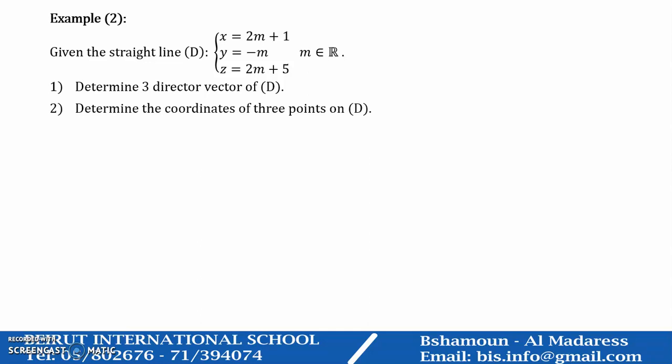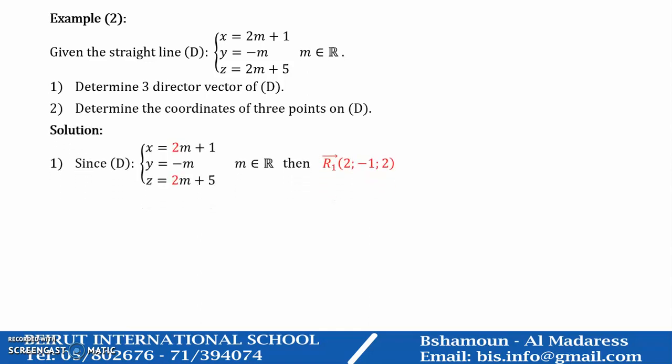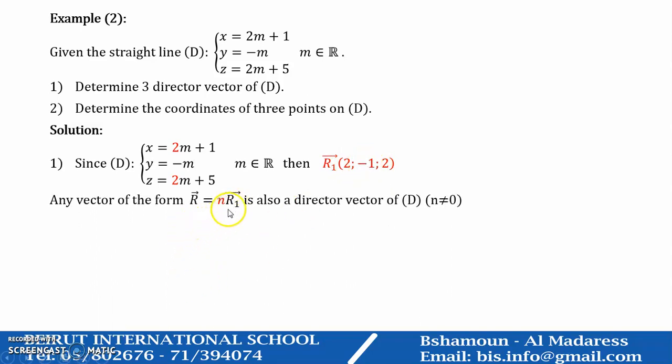Here it is a little bit different. Now since D is x equal 2m plus 1, y equal minus m, and z equal 2m plus 5, the coefficient of m in x is alpha, the coefficient of m in y is beta, and the coefficient of m in z is gamma. So r1 equal 2, minus 1 and 2. Now, any vector of the form r equal n r1, or t, whatever, is also a director vector of D.